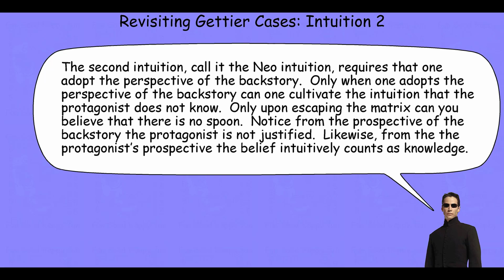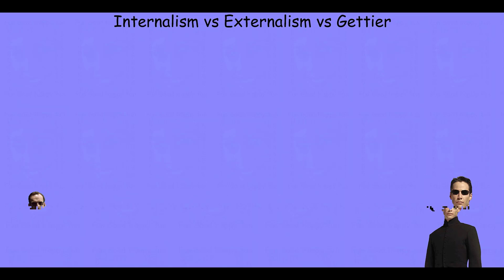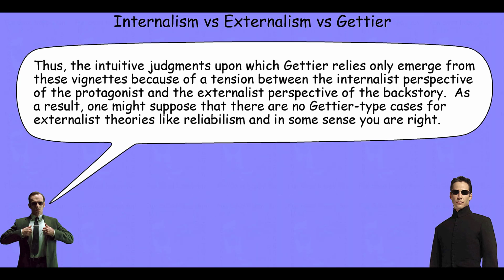Notice, from the perspective of the backstory, the protagonist is not justified. Likewise, from the protagonist's perspective, the belief intuitively counts as knowledge. Thus, the intuitive judgments upon which Gettier relies only emerge from these vignettes because of a tension between the internalist perspective of the protagonist and the externalist perspective of the backstory.